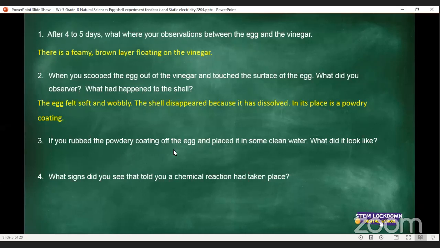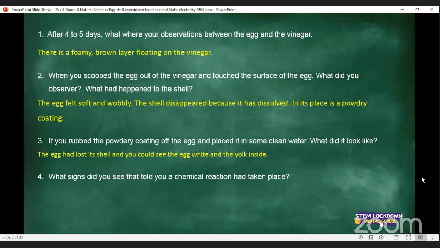And if you rub the powdery coating of the egg and place it in clean water, that means if you rinsed it, what would have happened? You would say that the egg had lost its shell and you could see the egg white and the egg yolk. It looked like an oval shaped rubber ball, and it actually feels like an oval shaped, soft rubber ball. You can see the egg white and then you can see the egg yellow in the center.